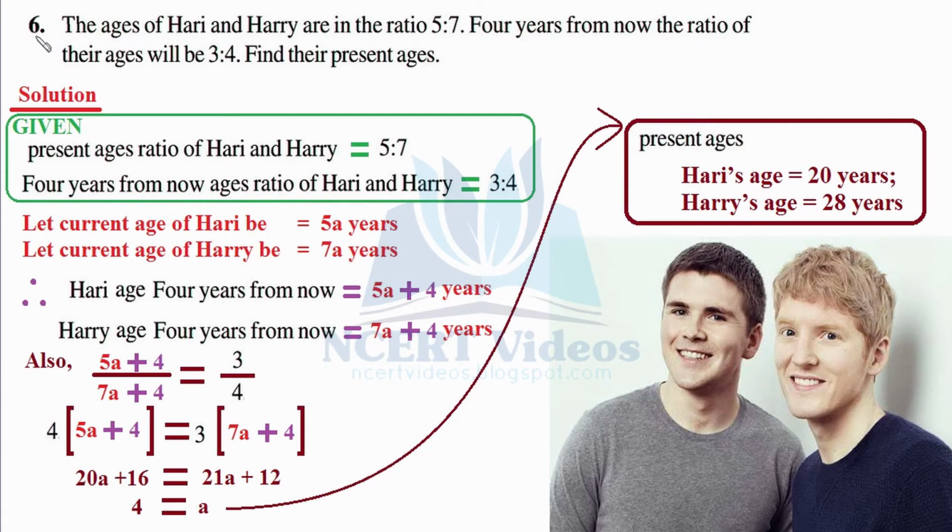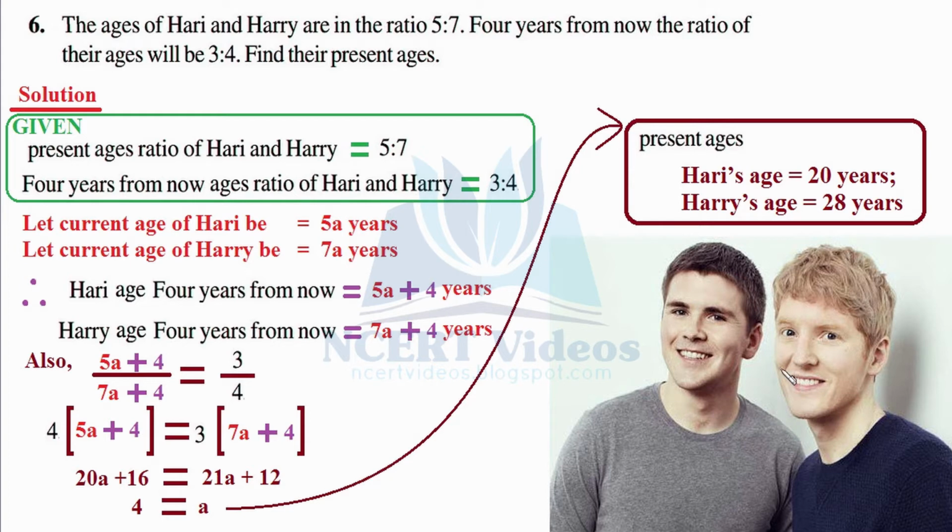Mathematics class 8th, chapter 2nd, exercise 2.6, and we are here on question number 6. The ages of Hari and Harry are in the ratio 5:7. 4 years from now, the ratio of their ages will be 3:4. Find their present ages. So let's imagine we have two guys, namely Hari and Harry.